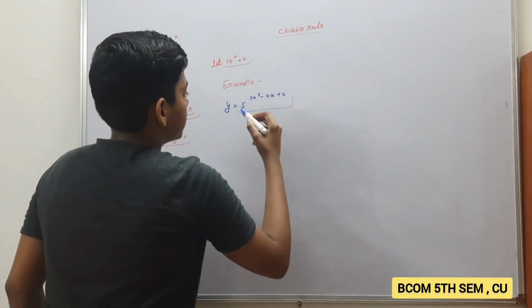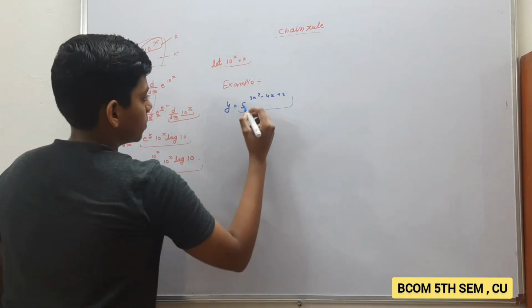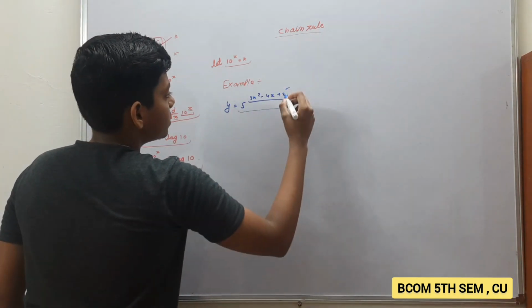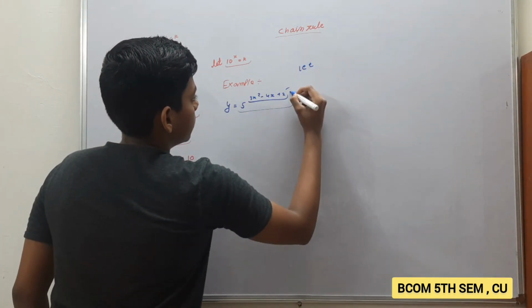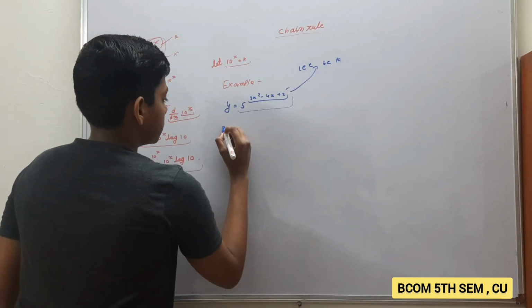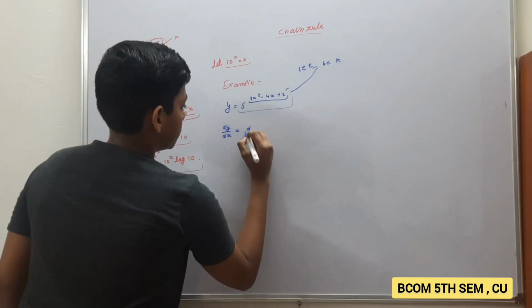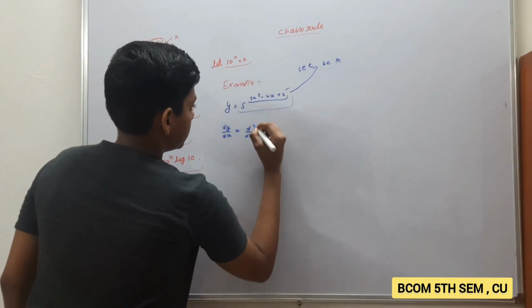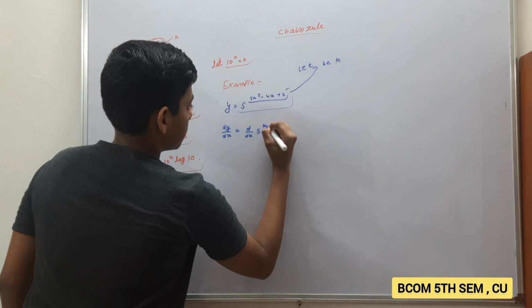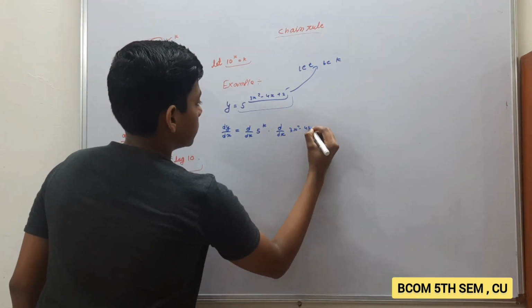We don't have a formula like this, as it has a quadratic expression. So let's say I let this be k. So dy by dx is equal to d by dk 5 to the power k into d by dx 3x square minus 4x plus 2. Again notice the change of respect.